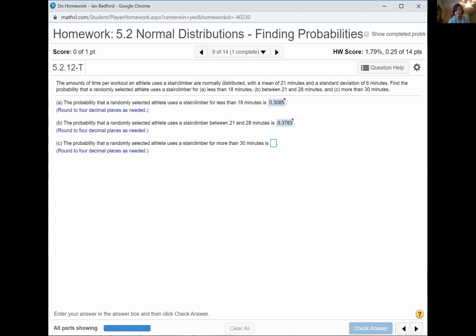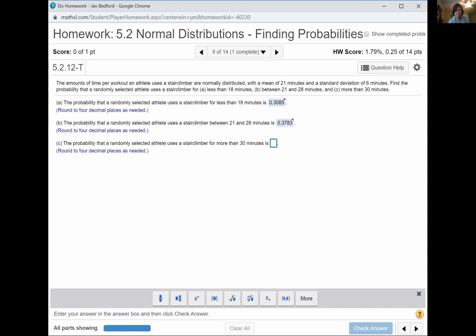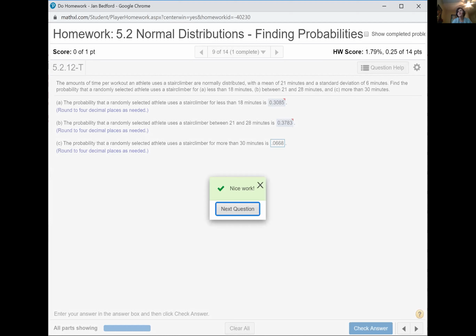Okay, but on C, we said it was, let me take a peek again real fast, 0.0668. Okay, do you see the homework page or not? Yes. Okay, 0.0668. There we go. So, are we okay with 5.2, you think? Yes. Okay, so I'm thinking, you guys, maybe we've practiced that enough.